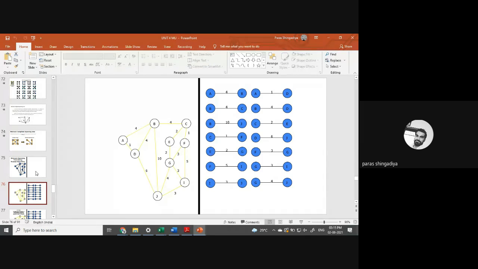You have to make one list here. Randomly, any edge you can consider. That is not fixed. Clear? That is step 1 in the Kruskal algorithm.